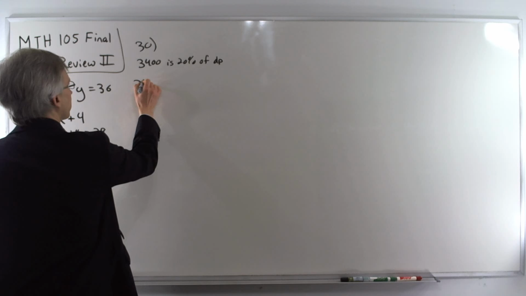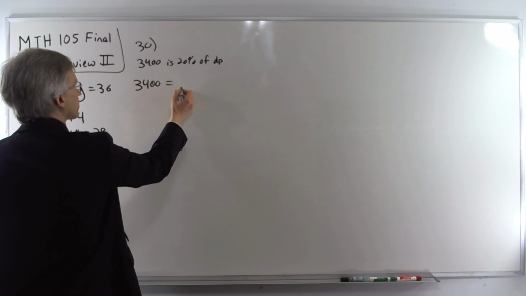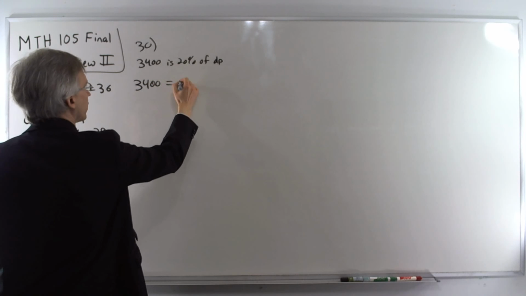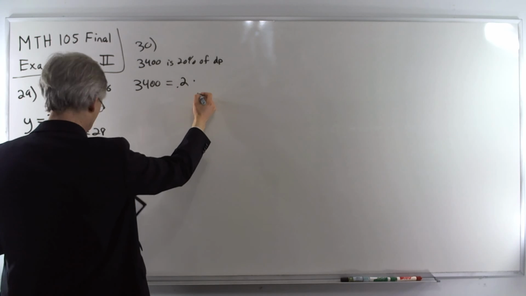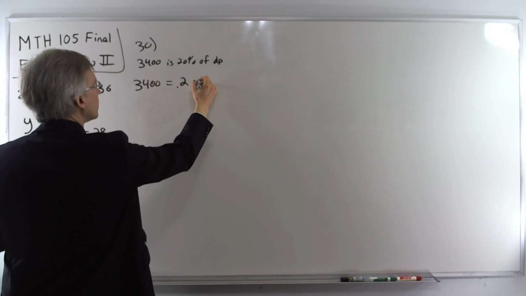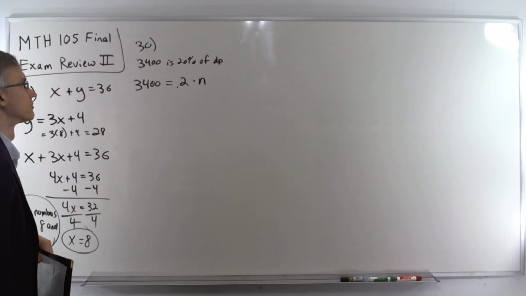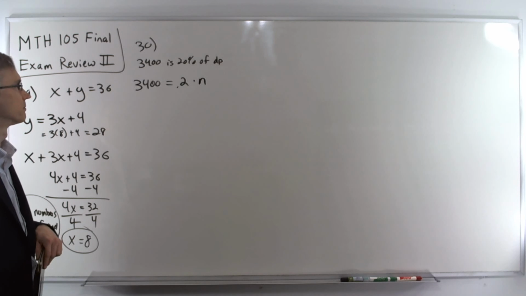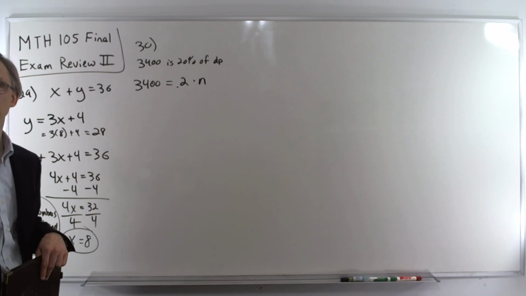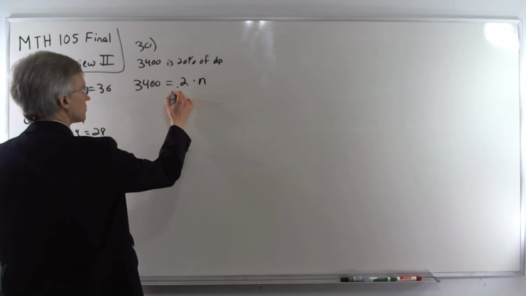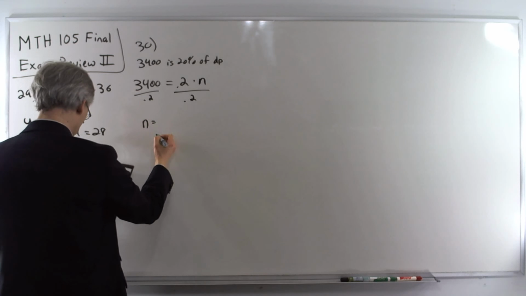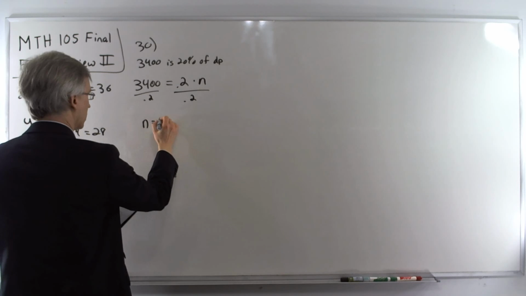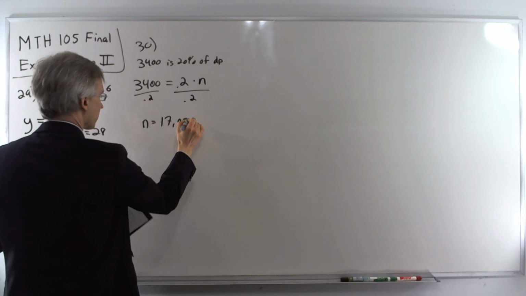Let's translate this now. 3,400 is the equal sign. 20% is 0.2 as a decimal, of is multiplication. And what variable did I use here? N. Yes, N for the down payment. I don't know why I chose N, just did. And now we can solve for N. So we'll divide by 0.2, and N equals 17,000.